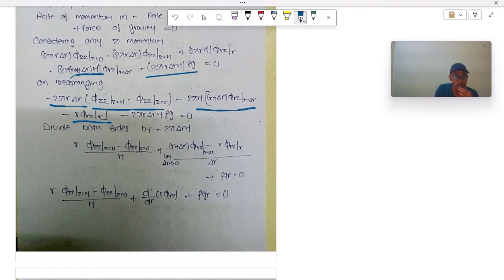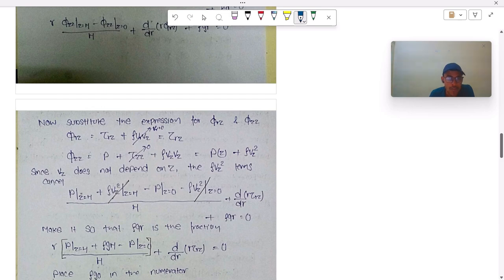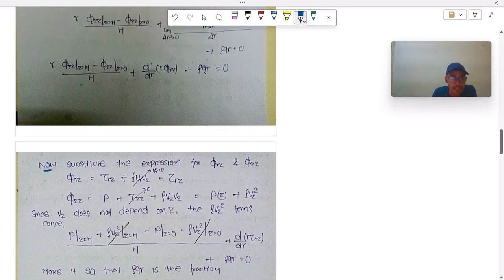So here, on rearranging and dividing by minus 2 pi r h, we can see that the delta r terms will come into the denominator. And from here, we can use the definition of derivative, that is d upon dr of r times phi rz plus r times (phi zz at z equal to h minus phi zz at z equal to 0) by h equal to rho g r. This is our expression, which we use to solve our problem for velocity distribution.